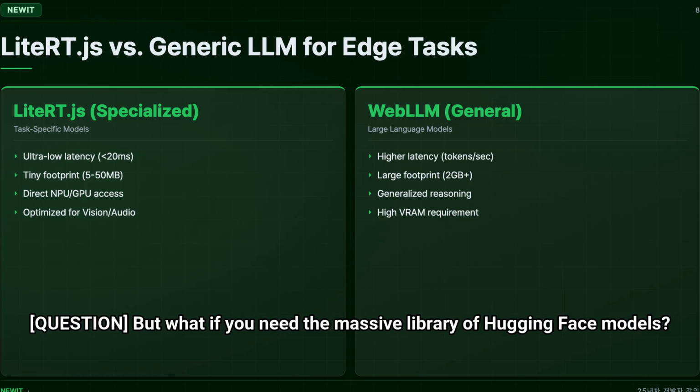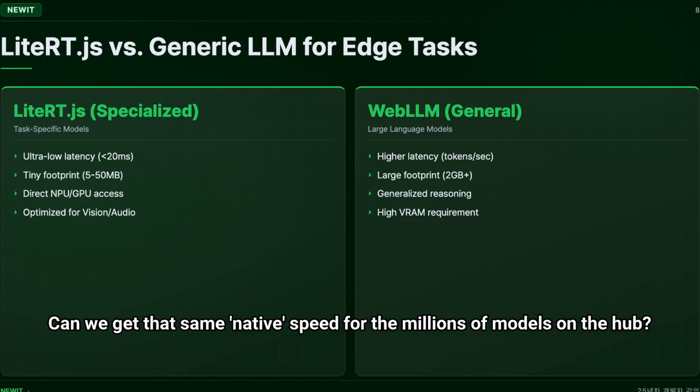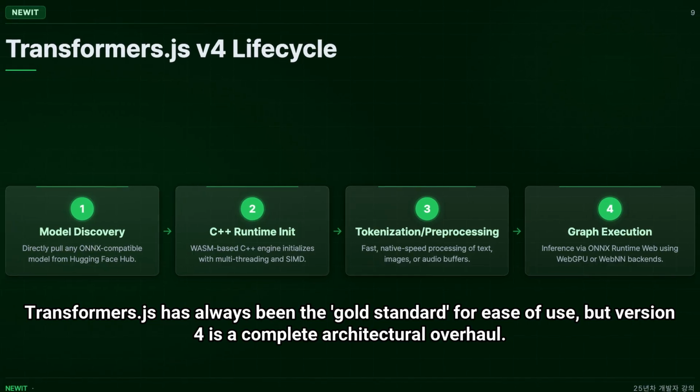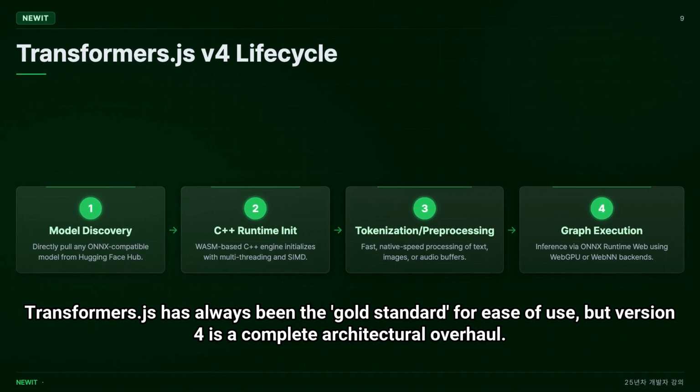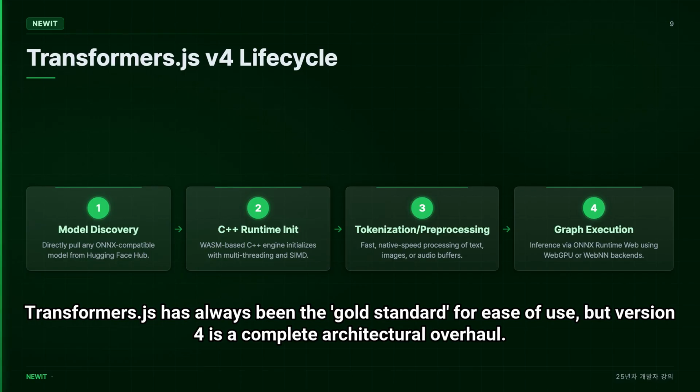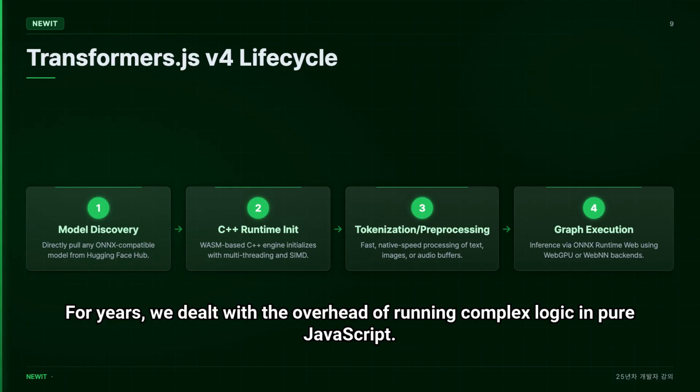But what if you need the massive library of Hugging Face models? Can we get that same native speed for the millions of models on the hub? Transformers.js has always been the gold standard for ease of use, but version 4 is a complete architectural overhaul. For years, we dealt with the overhead of running complex logic in pure JavaScript.